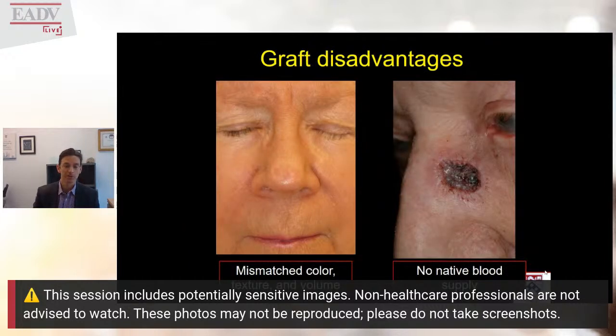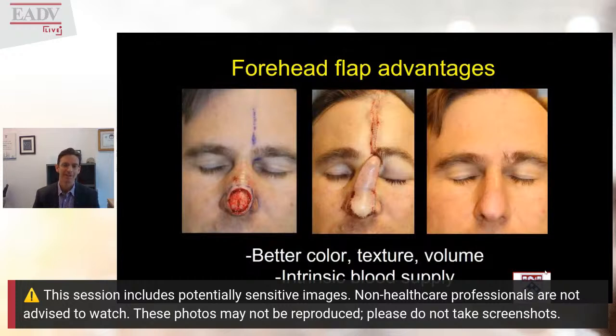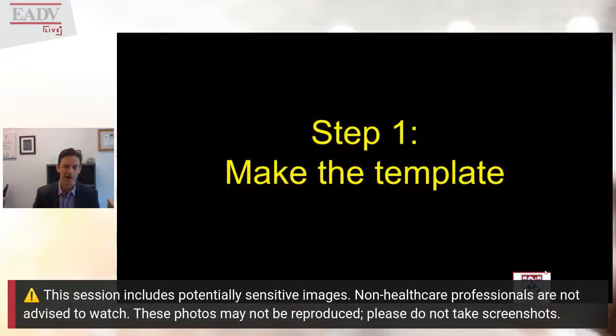Grafts, we know, on the nose often have the disadvantages of mismatched color, texture, and volume, or a precarious blood supply. A forehead flap is like a skin graft with an intrinsic blood supply. It's much more reliable, like Dr. Hafner's retroauricular interpolation flap on the ear, and it has usually better color, texture, and volume compared to a graft.